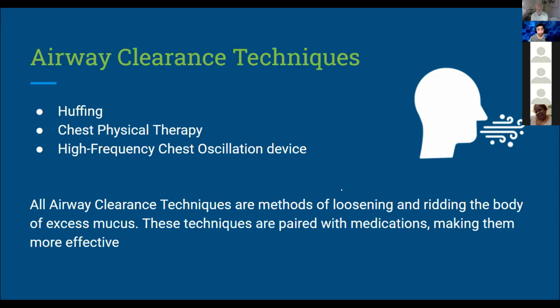And there is a more modern technique of this, which is something called a high frequency chest oscillation device. It's basically just a vest someone wears that vibrates and does the same thing, but just more efficiently.